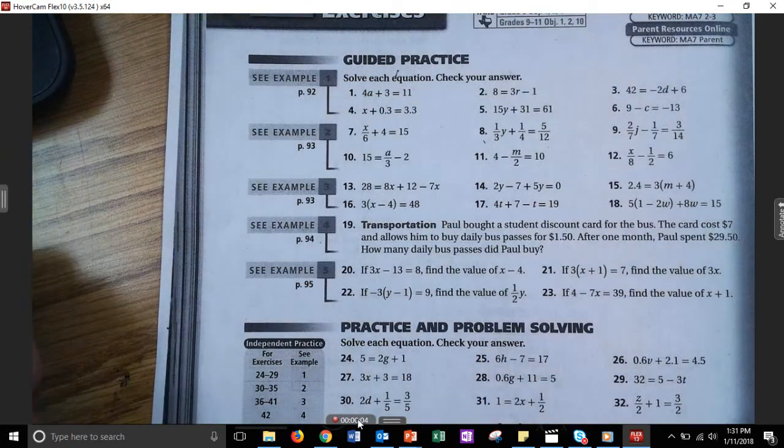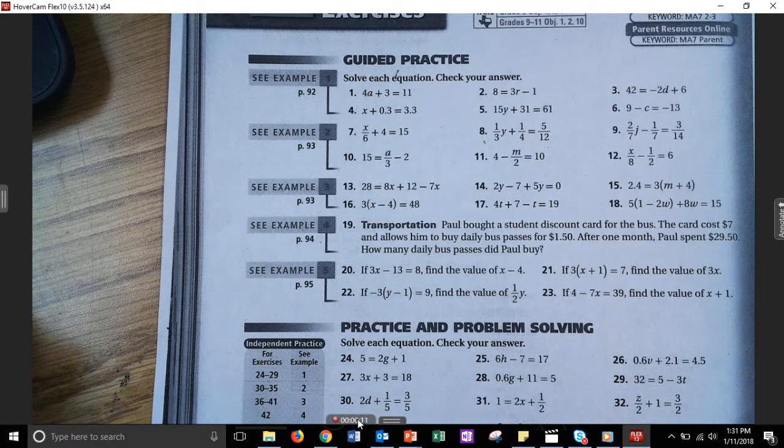Alright, scholars, hope everyone's having a good day today. So today we will be solving two-step equations. We're going to do a few of these together, and a lot of this first section will be with partner work, but I'll guide you through it.